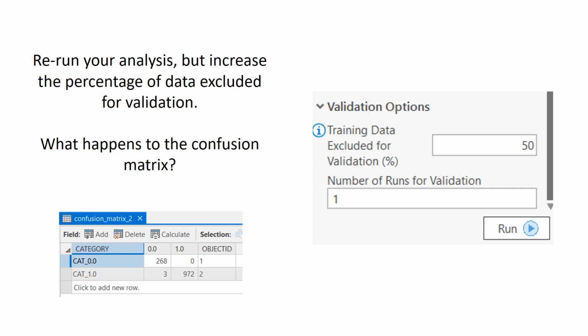One of the things you can play around with, and I would encourage you to do, is download that data set and run the random forest classifier. It's very easy to do. It shouldn't take you more than 10 minutes. Rerun your analysis. One of the things you can do is change the amount of training data that's excluded for validation. You can start cranking that up. What happens to your confusion matrix when you do that? The higher that number, essentially, the more error you're likely to get in your answer. But if you exclude almost all of it, then you're not training a very good model. So there's a bit of a test here.